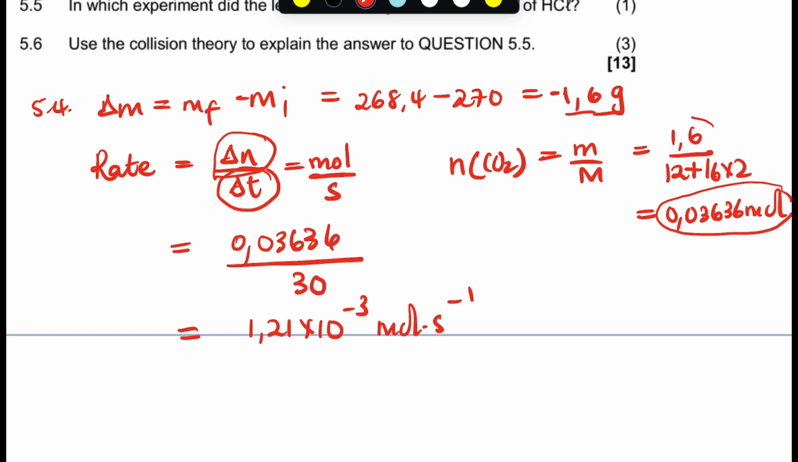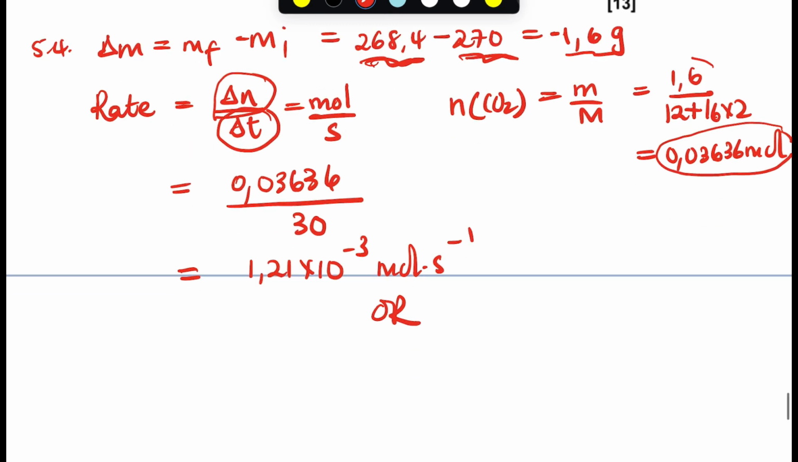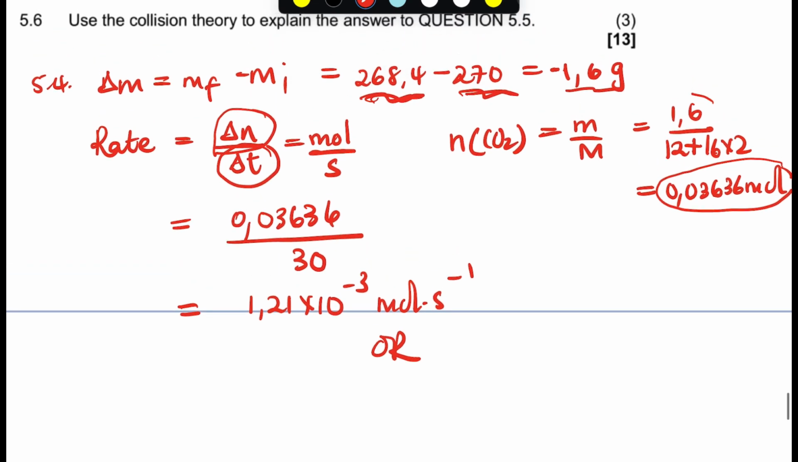That's your rate. Guys, that's not the only way to do that. You can do it in two ways. First, the alternative: you have this mass initial and this mass final. So let's do the alternative. For that, you can change those masses into moles. It's the mass of carbon dioxide. Let's say this is the initial.